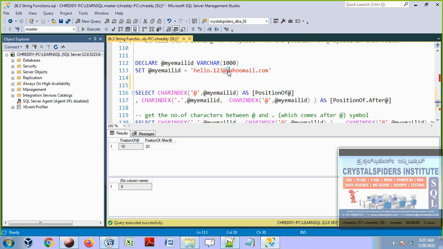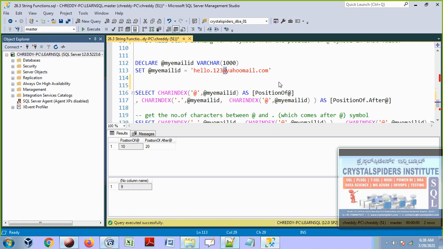Position of @ symbol plus 1 means the next character after the @ symbol. This is my starting position. And how many characters? The number of characters between the dot and this @ symbol. That many characters I want to display.